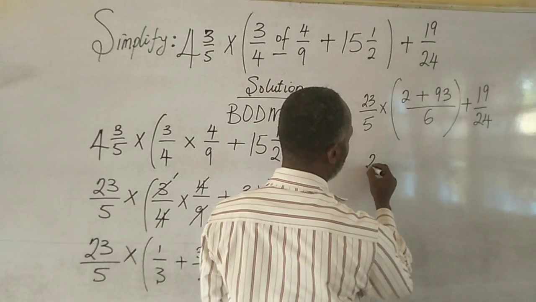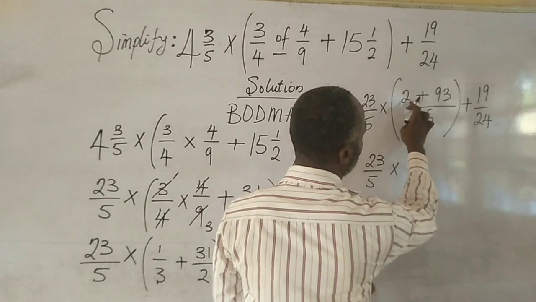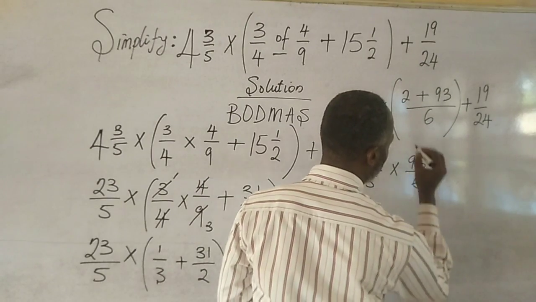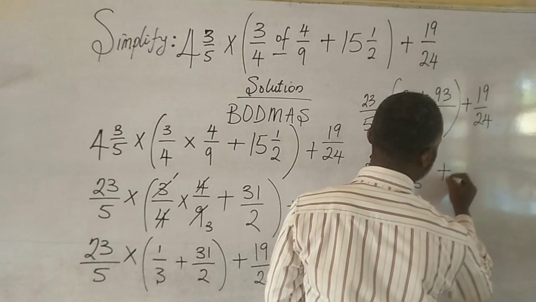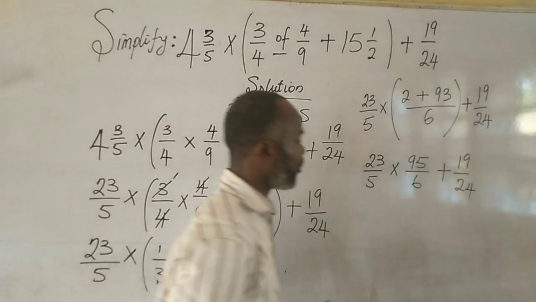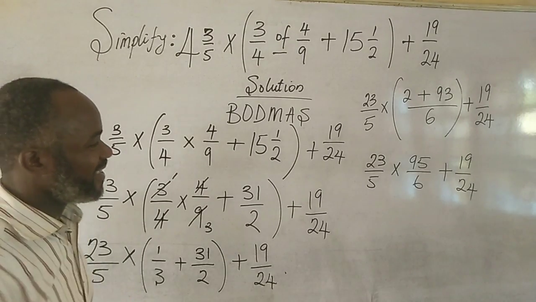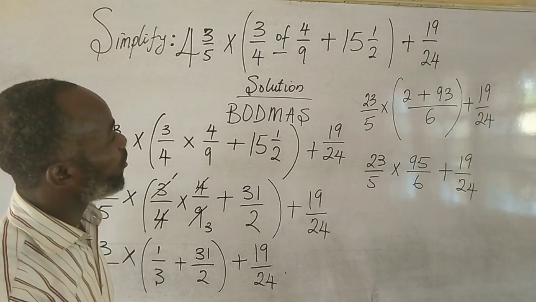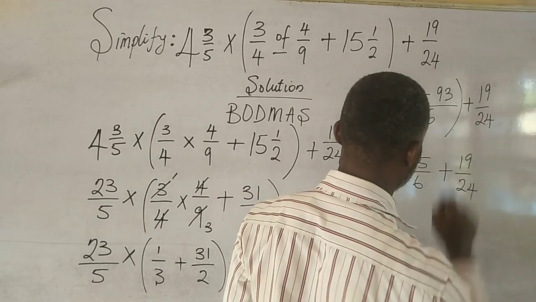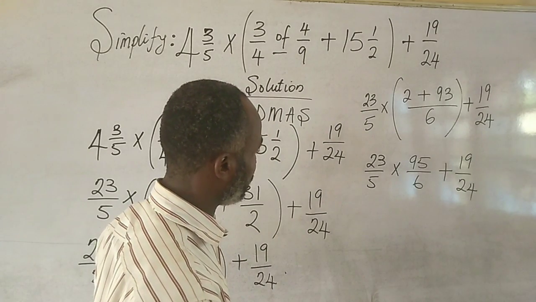So we continue with our 23 all over 5 times this plus this, which will give us 95 all over 6, and we return plus 19 all over 24. Correct. Look at it there. There is something here, okay? I hope this is plus or division. Either plus or division. So let's go. Let's see what happens.